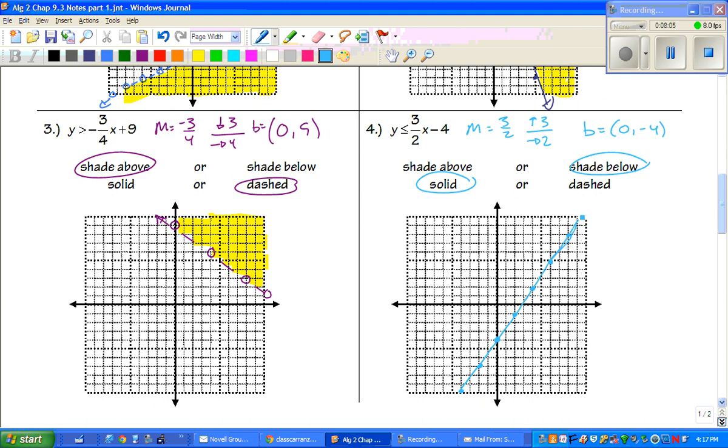Use a straight edge, sorry. My arm kind of fell off right there. And then we shade below, so that's going to be everything below the line.